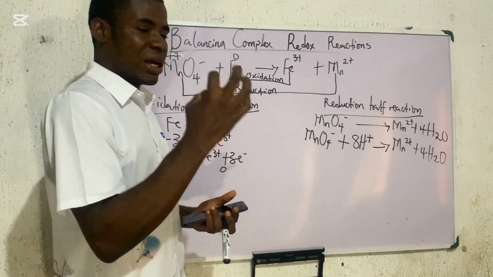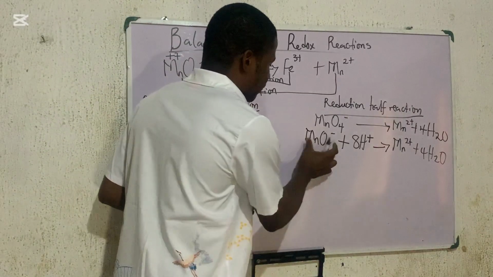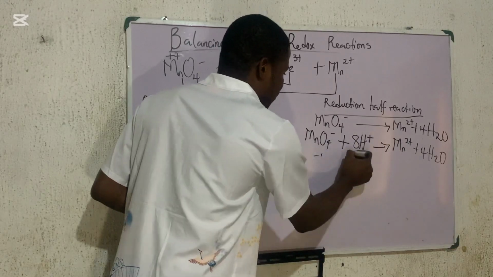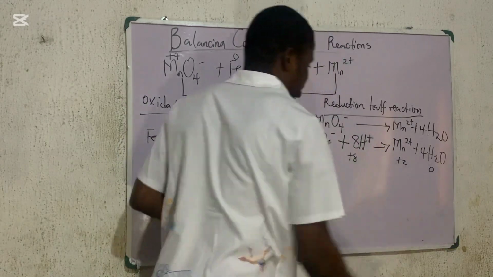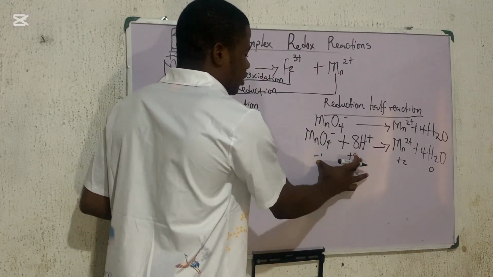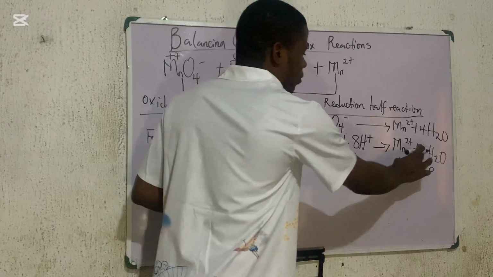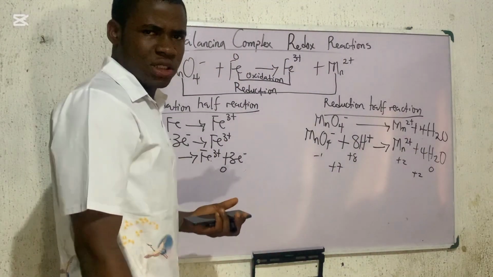After you balance everything about elements, you balance what? Charges. How many charge do I have here? Here I have -1 charge. Here I have 8 times plus 1, so I have +8 charge. Here I have +2 charge. And here I have 0 charge. Now, on the left hand side, I have -1 plus 8 will give me plus what? 7. Then on the right hand side, I have +2 charge. Does it make sense?